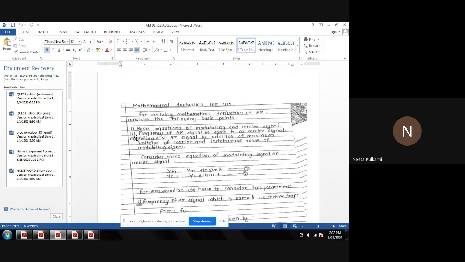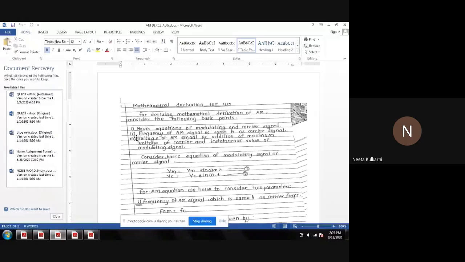मग एम्प्लिट्यूड मॉड्युलेशन मध्ये दोन सिग्नल आपल्याला रिक्वायर्ड आहेत. एक म्हणजे मॉड्युलेटिंग सिग्नल आणि सेकंड इट इज कॅरियर सिग्नल. So amplitude of carrier changes with respect to the modulating signal. Carrierचं amplitude change होतं, whereas frequency and phase of the carrier remain the same. That is the first basic thing we have to understand.